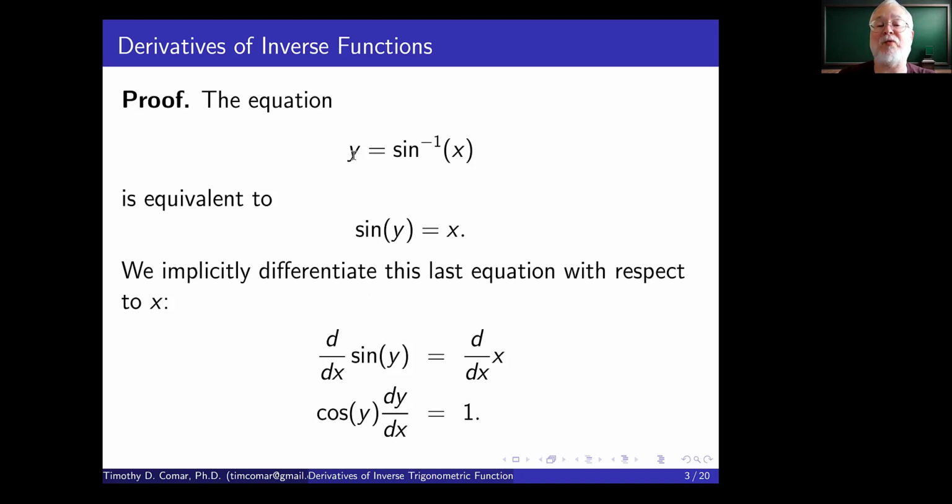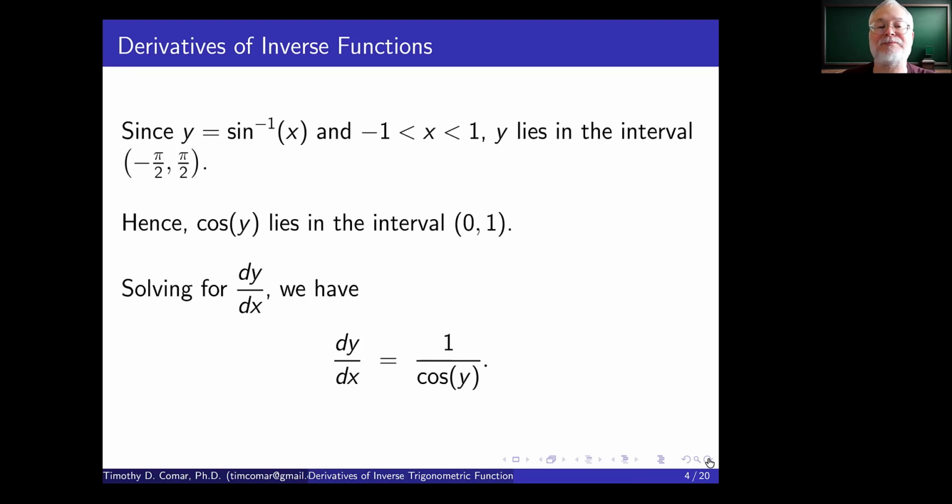So if we have y set equal to arcsine of x, we can rewrite this equation in the equivalent form, sine of y equals x. Now we can implicitly differentiate this equation with respect to x. And on the left-hand side, we're going to get cosine y times dy dx by the chain rule, and just a good old 1 on the right-hand side.